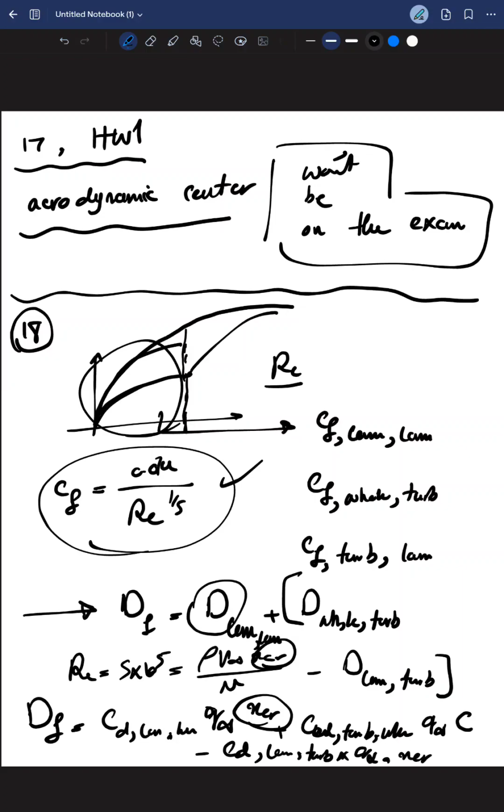Okay, problem 19 focuses on the same idea, and we are going to move on to the next problem, which is problems from chapter 5.